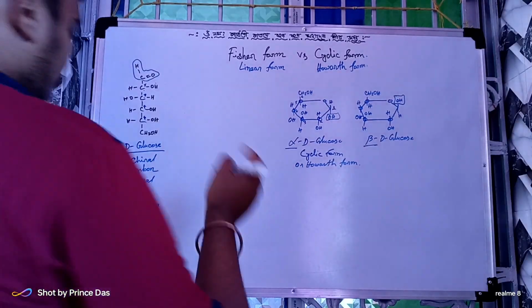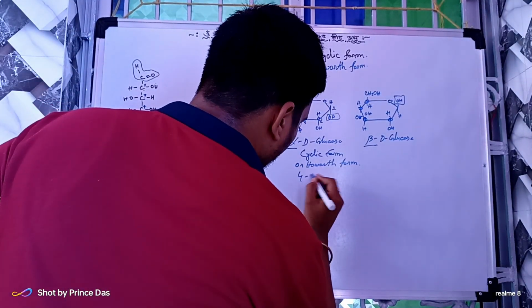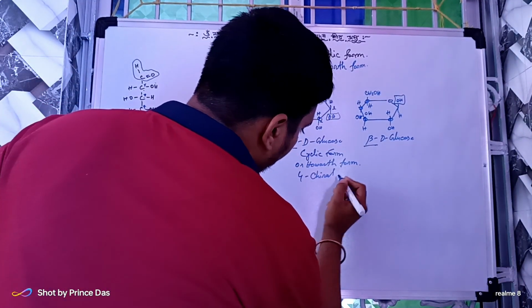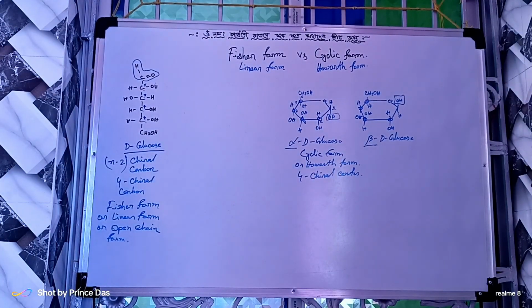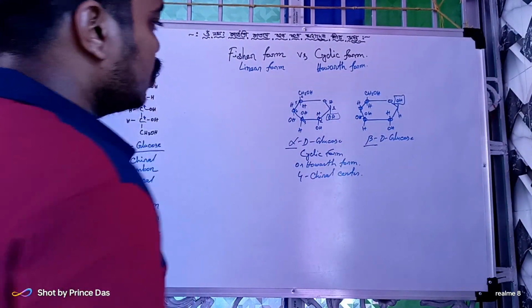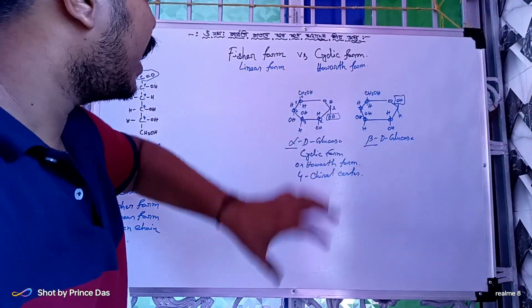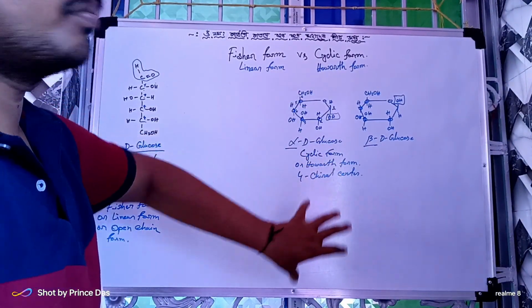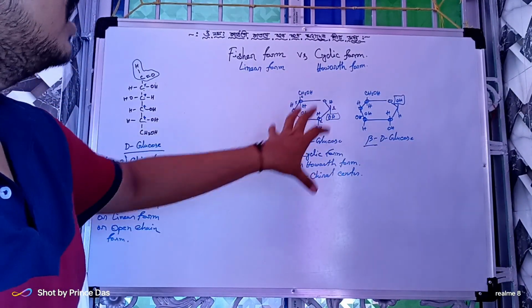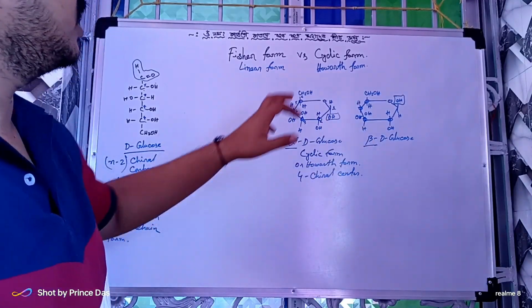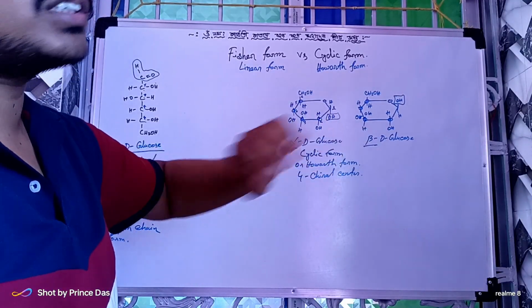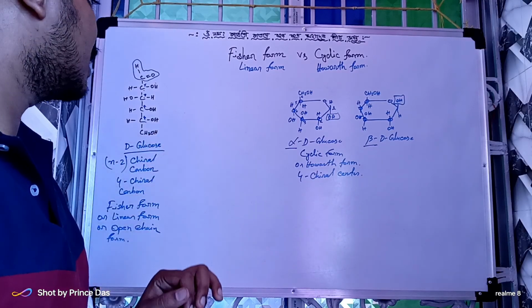Okay, and also 4 chiral centers. Though this is the compact structure, the chiral number will be the same. Chiral number, carbon number, all are the same. So what is the basic difference between this structure and this structure? The difference is that it's a compact structure and this is an open chain structure.